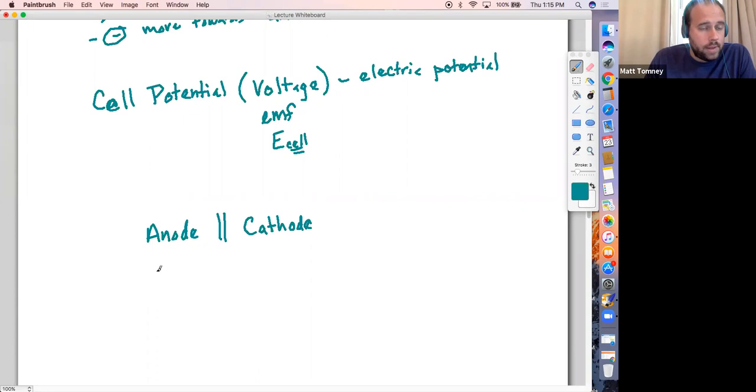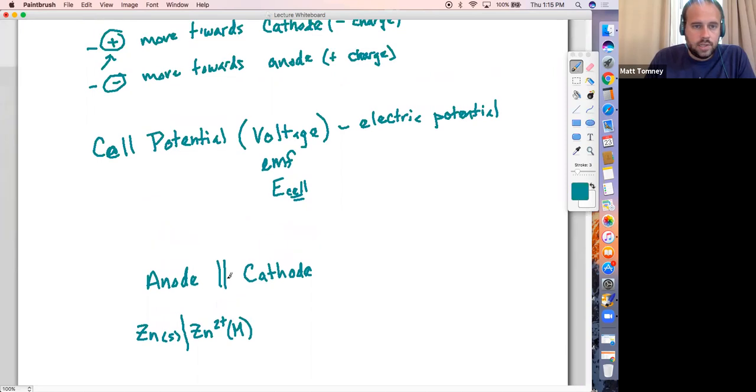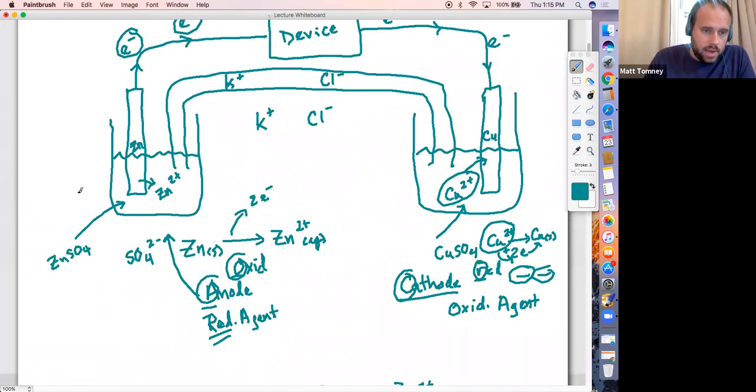So the way we would write the above battery would be zinc solid. So that's the electrode, that's the starting point. And then we put a single line to represent a barrier in the phase, meaning it's no longer going to be solid here. So this goes to zinc 2+, and you're normally going to see a concentration in here, okay? Because these solutions are going to be at a certain concentration. So we need to know what the molarity is.